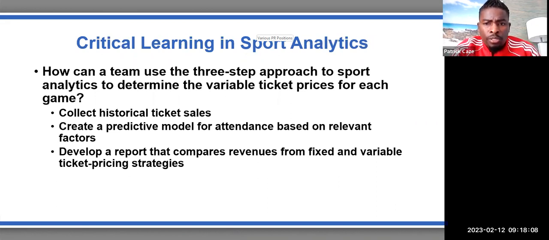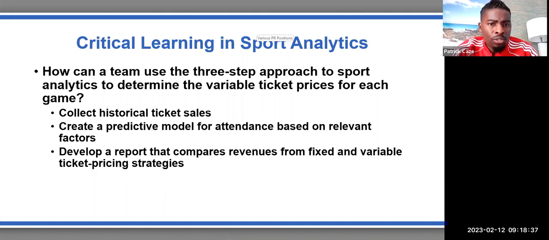So, critical learning in sports and analytics. A high-content team uses a 3-step approach to sports analytics to determine the variable ticket price for each game. Of course, you have to collect historical ticket sales. Again, you go back to the data and collect the information. You create a model based on the data. And then once you've done that, you create a report, but the report is going to have different things in it that are going to have to be translated.